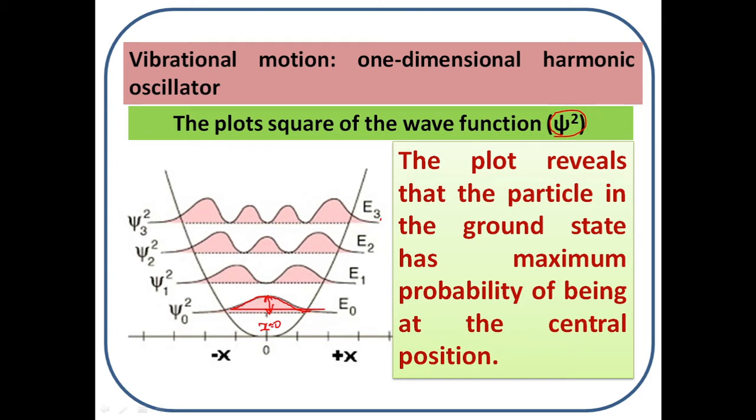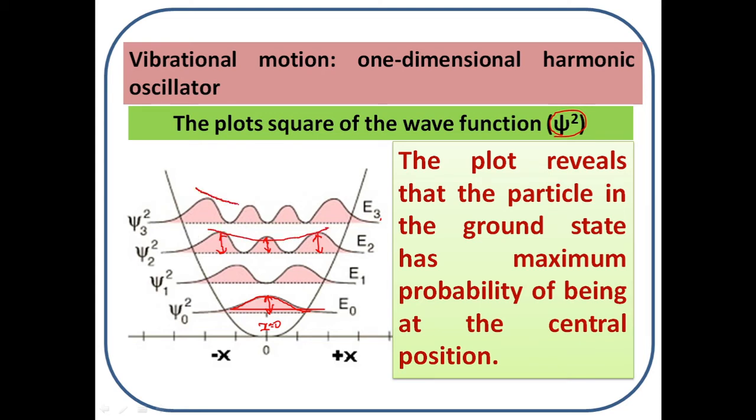But if we move on to psi 1 squared, then the amplitude function at the equilibrium point or the central position decreases. If we move to psi 2 squared, again we can see that the central amplitude function is less than the other two maximum amplitude functions. Therefore, as the state increases, if you take the square of the plot, we can see that the amplitude function falls at the equilibrium point.